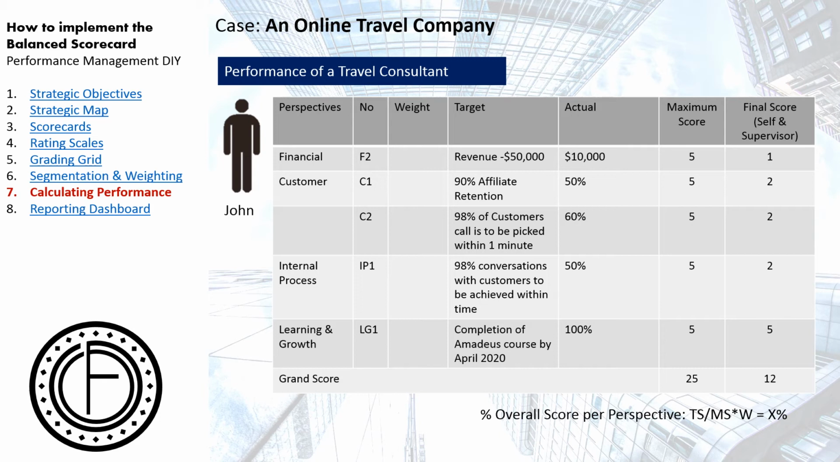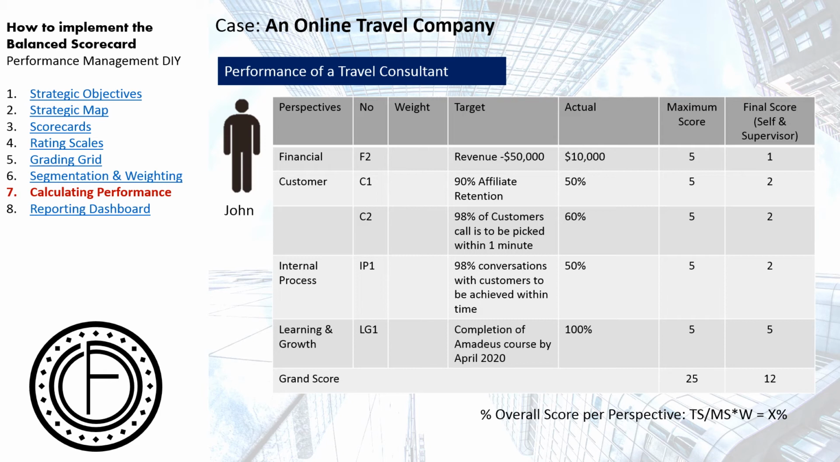Then the target is revenue, $50,000. Now, John was given this target at the start of the period. At the end of the period, John was able to achieve 10%. John was able to deliver $10,000. Now, the maximum score based on the rating scale adopted by this online company is a 5-point rater. The maximum score John can get is 5. However, by the rating scale that the company decided to deploy, John scored 1.